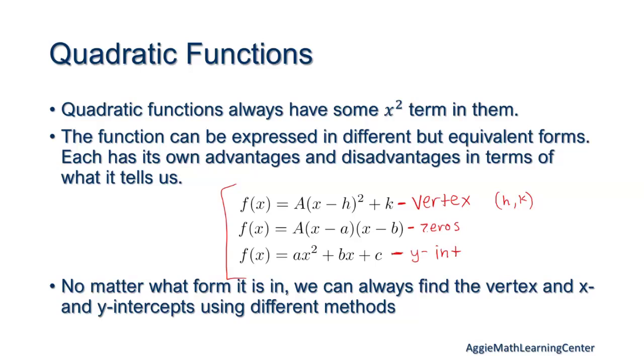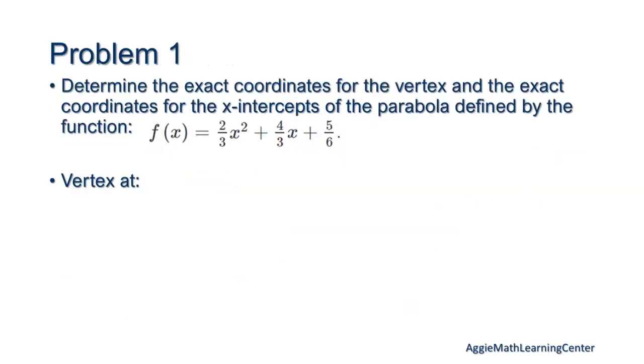No matter what form it is in, they're all the same. You'll just use them in different situations. So let's do an example of that. Determine the exact coordinates for the vertex and the exact coordinates for the x-intercepts of the parabola defined by the function. What do those keywords, what it's asking for, tell us about what form, or maybe forms, we're going to be using? Yeah, that first one with the h and k.